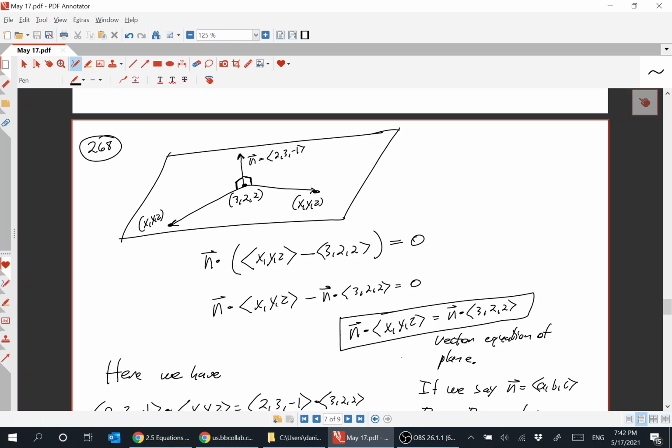Because the normal vector is always separated from the plane by 90 degrees. So the angle between two planes is going to be the same as the angle between the normal vectors, just rotating that angle 90 degrees. It rotates the angle, but doesn't change the angle.